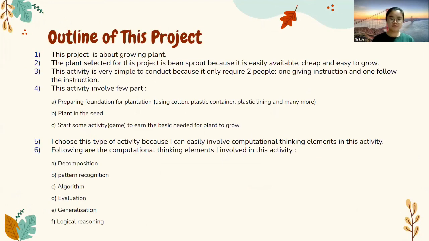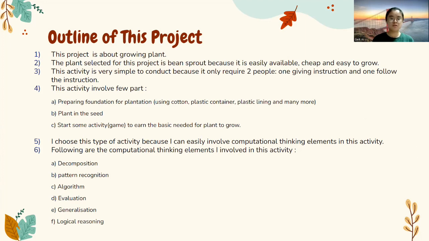So this is the outline of this activity. This project is about growing plants. The plant selected for this project is bean sprout because it is easily available, cheap, and easy to grow. This activity is very simple to conduct because it only requires 2 persons, one giving instructions and one following the instructions. This activity involves a few parts. The first one is preparing the foundation for plantation, which is using cotton, plastic container, plastic lining, and many more.